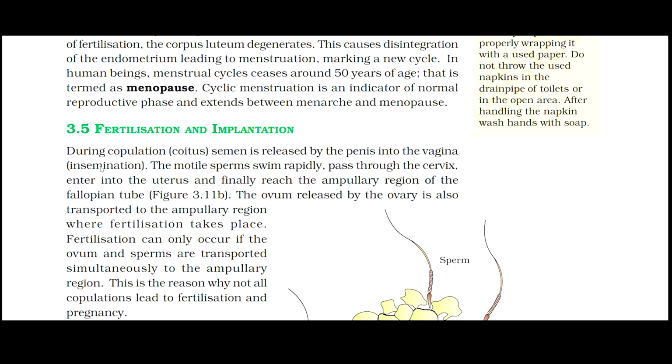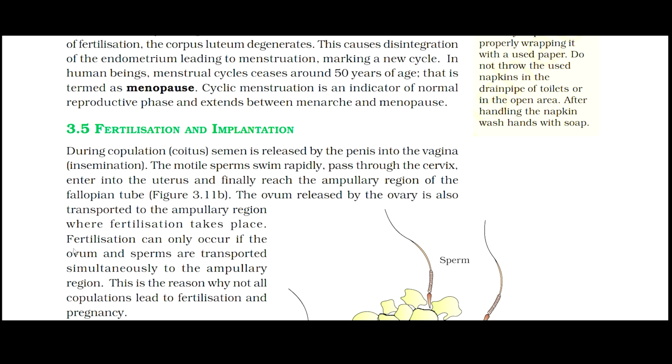The motile sperms swim rapidly, pass through the cervix, enter into the uterus, and finally reach the ampullary region of the fallopian tube, which is given in figure 3.11b. The ovum released by the ovary is also transported to the ampullary region where fertilization takes place.